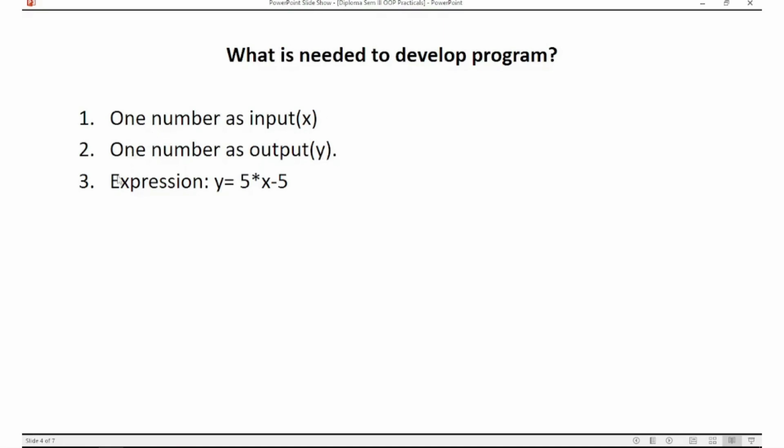Then the third point is you have to put your expression as given. So y is equal to pi into x minus pi. So this is my expression. So pi into the value of x minus pi will be calculated, and with the assignment operator, that is equal to, the value of this expression will be stored into y. So that is the third part. These 3 things are needed for generating your program. So let us move to the actual coding part.